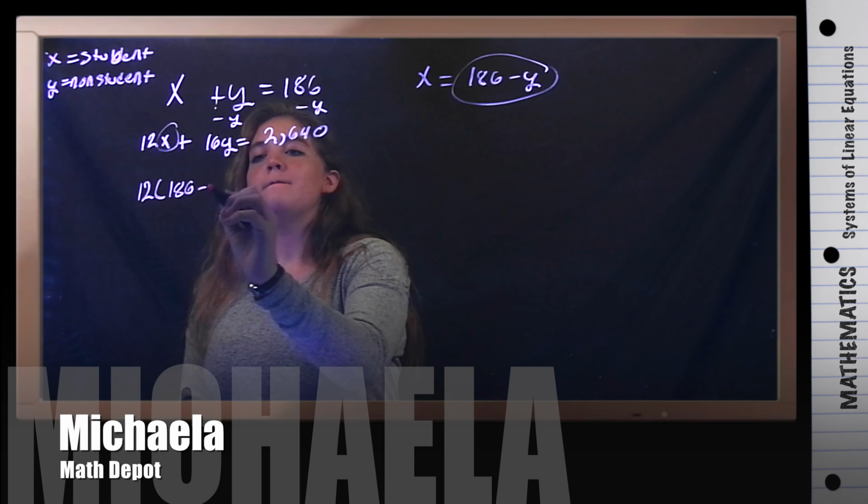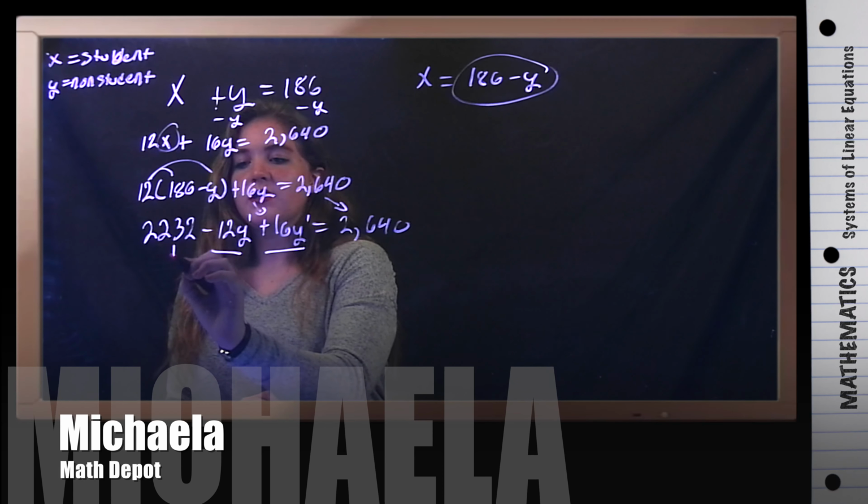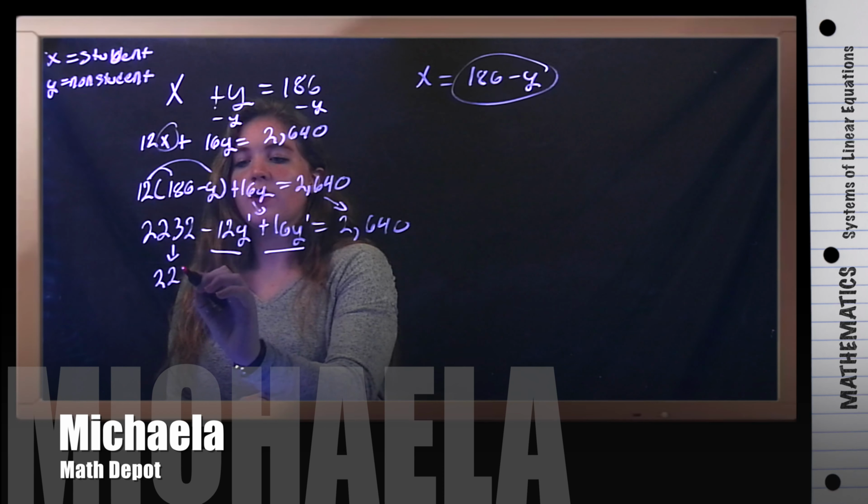Now you want to combine your like terms. That would be your 12y and your 16y. They're like terms because they have the same variable and the same exponent, being 1. So we're going to bring this straight down, 2,232 plus 16 minus 12 is 4. So 4y equals 2,640.